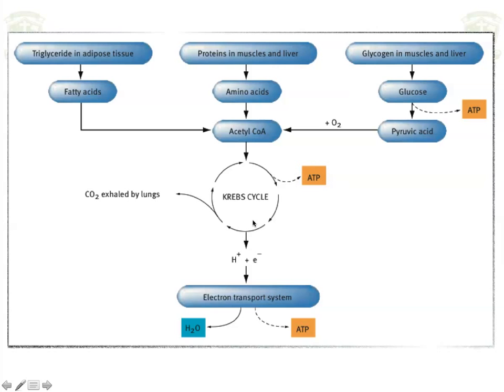The byproduct of this Krebs cycle is carbon dioxide, and that is actually exhaled by the lungs. So if you think back to the lactic acid system, the lactic acid is a byproduct, and our body can't really do too much with that. Here in the aerobic system, the byproduct is carbon dioxide, and we can actually breathe that out, so our body's not poisoned by it.